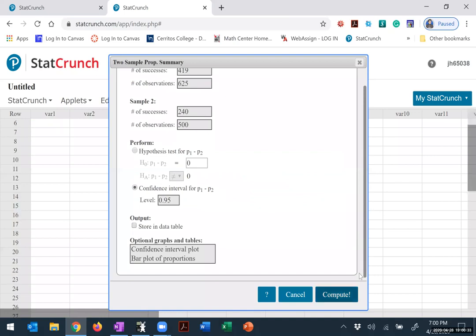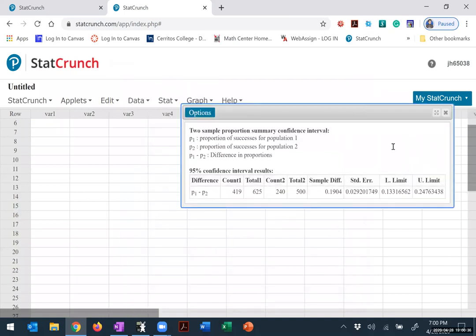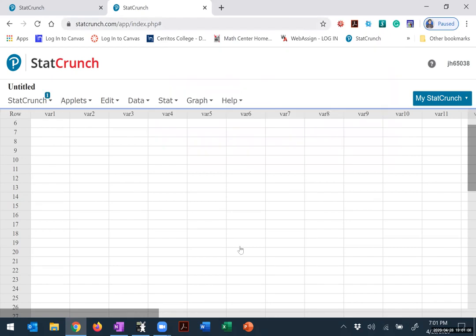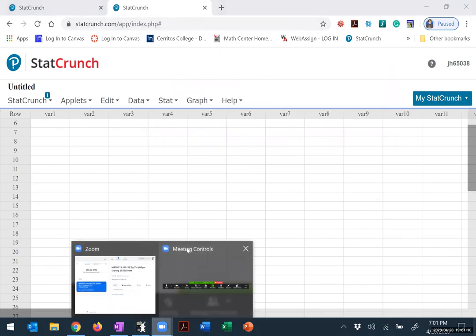Okay. And then I'm going to click compute on this. And it gives me my lower limit and my upper limit as the same thing that I got in the calculator. And it says, hey, those are positive, which means that the proportion of population 1 was bigger than 2, which 1 in this case was B, because it came first in that last sentence. Okay, so that's just how you would do it in StatCrunch, just to let you know.